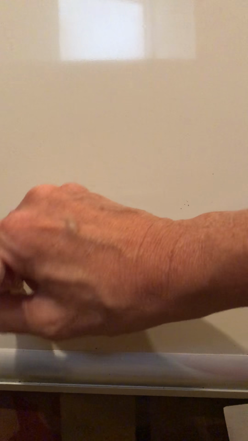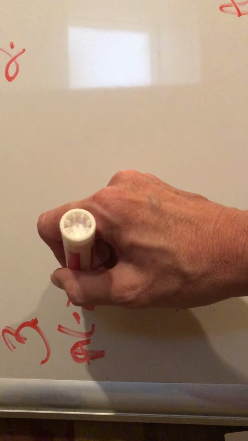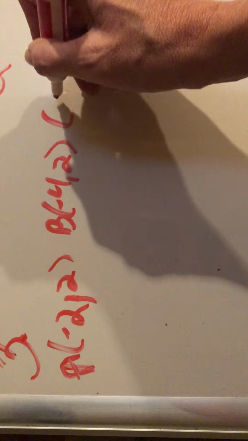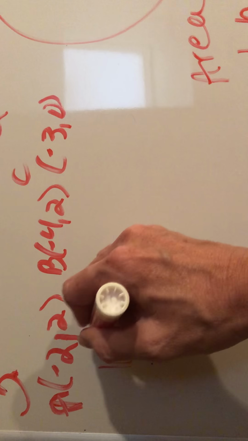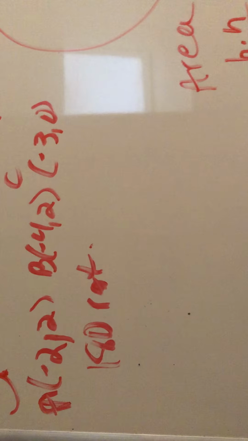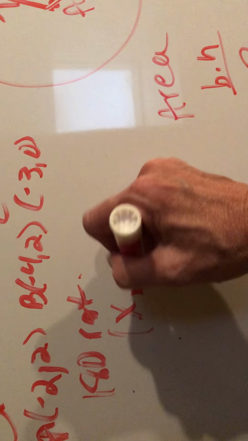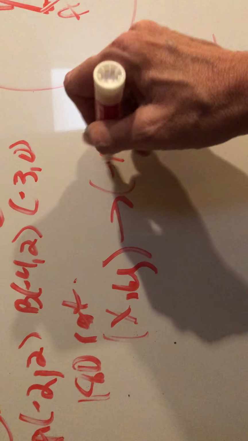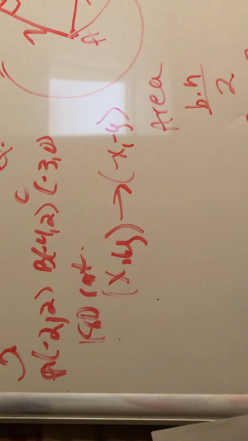Then on number 3, you are supposed to take A, which is negative 2, 2, and B, which is negative 4, 2, and C, which is negative 3, 0, and you're supposed to make a 180 degree rotation. So 180 degree rotation about the origin, which means you just change your signs. It turns X, Y into negative X and negative Y when you do the 180 degree rotation.